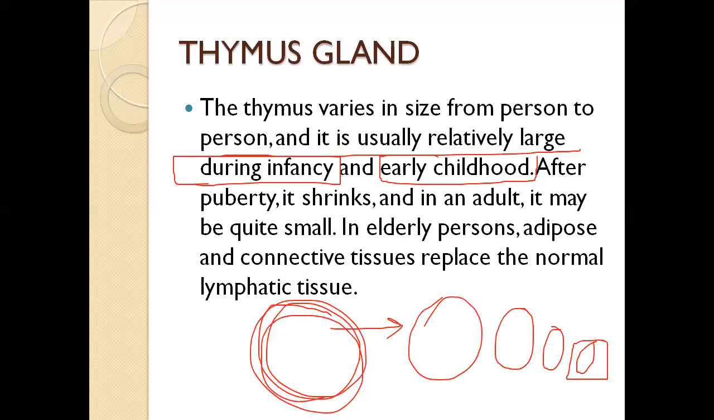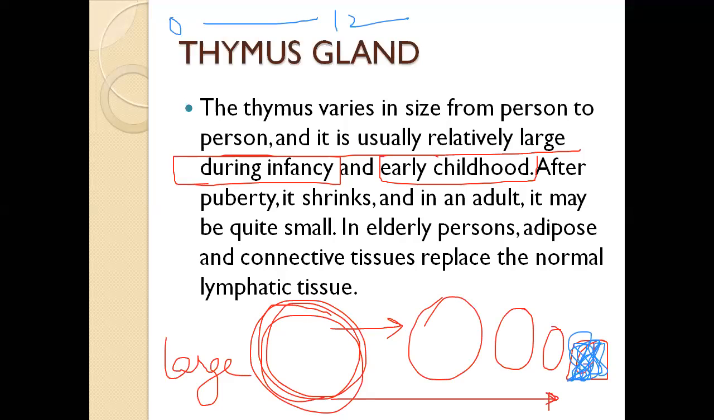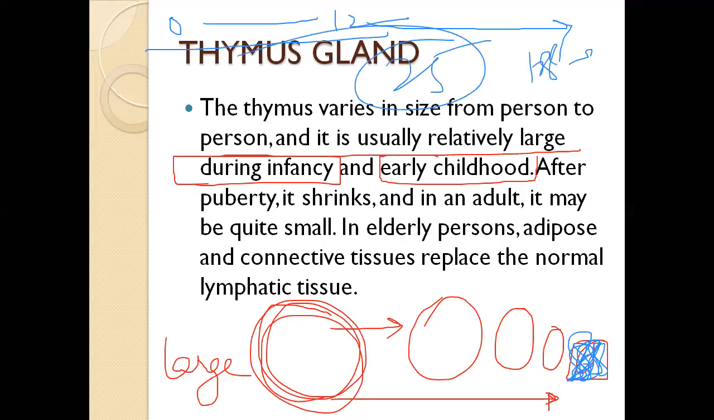That means the size of the thymus gland is reduced as the age grows. In elderly persons, adipose and connective tissues replace the lymphatic tissue. As age is not given here, just for general understanding, from 0 to 12 the size of the thymus gland will increase, and after that it slowly starts to decrease. Finally, by 18 or 20, a maximum of 25 years, the thymus gland is completely reduced and replaced by adipose and connective tissues. You need to remember that.